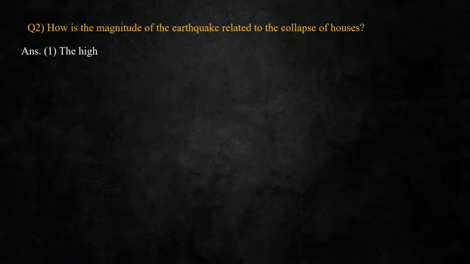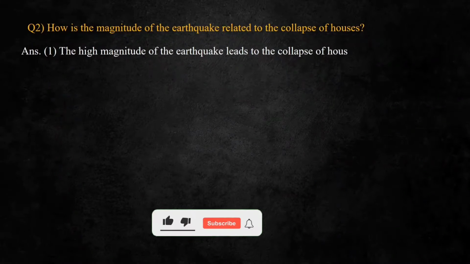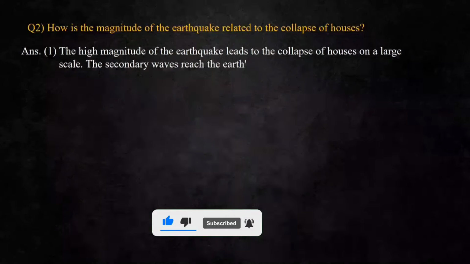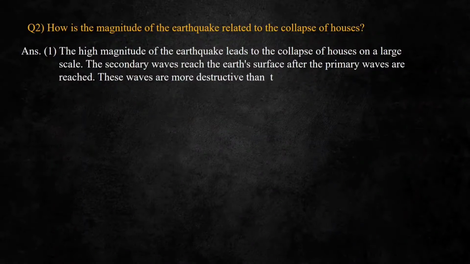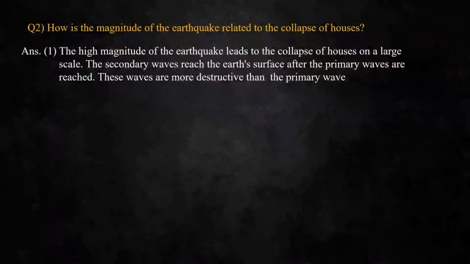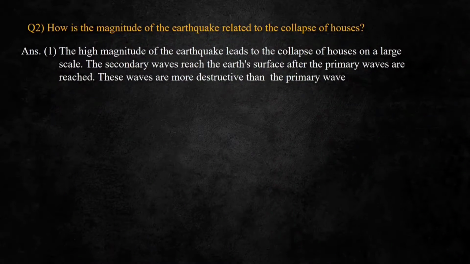How is the magnitude of the earthquake related to the collapse of houses? The high magnitude of the earthquake leads to the collapse of houses on a large scale. That is, the secondary waves reach the earth surface after the primary waves have reached. These waves are more destructive than primary waves. Okay, damage is caused by secondary waves at the time of an earthquake. So there are two types of waves, secondary and primary. We will see in the upcoming answers.